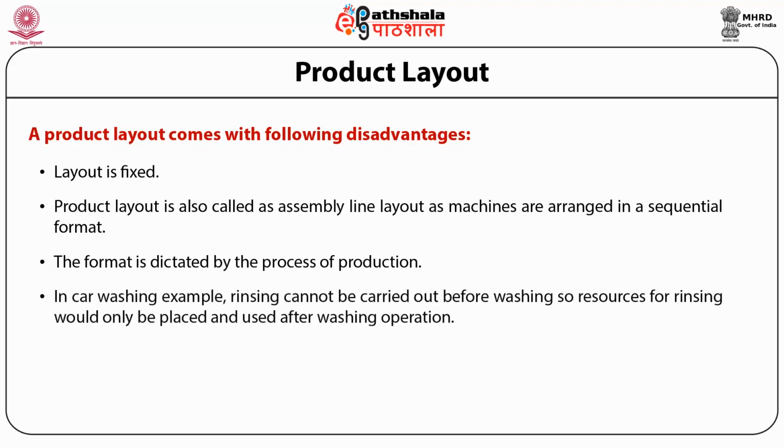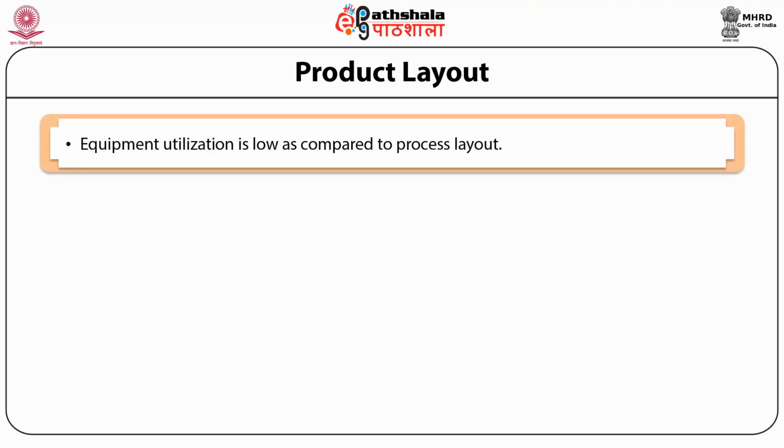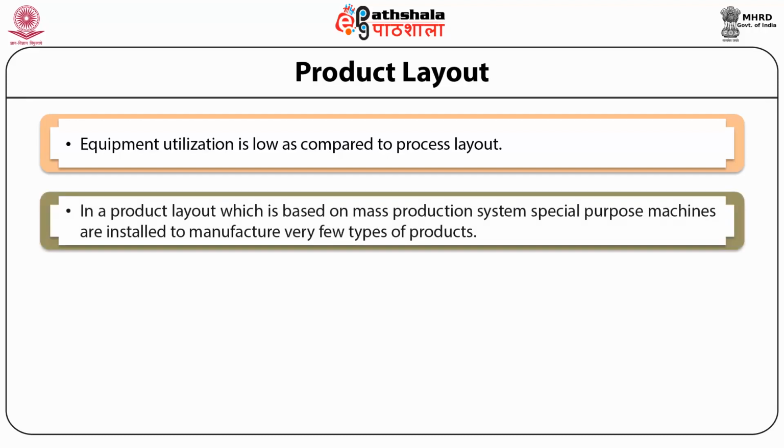Product layout is also called assembly line layout, as machines are arranged in sequential format. The format is dictated by the process of production. In the car washing example, rinsing cannot be carried out before washing, so resources for rinsing would only be placed and used after the washing operation. Thus, product layout is not flexible to changes.